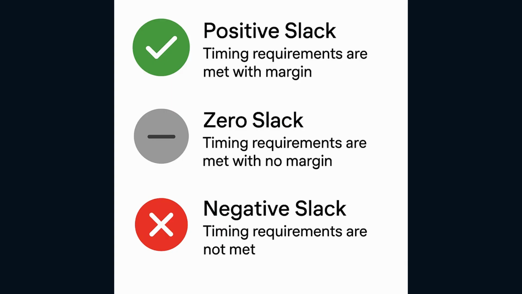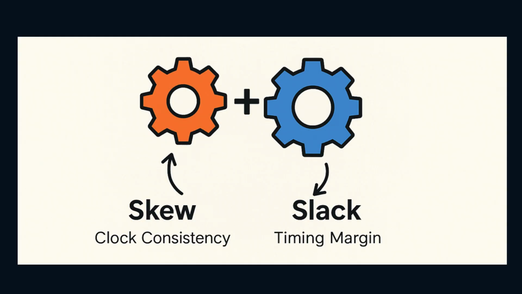Wow, okay. That's a really clear picture of slack. So we've looked at skew, the clock's consistency, and slack, the data's timing margin. How do they really work together? Because it sounds like managing skew must directly impact your slack and vice versa. How does dealing with one affect the other in terms of the chip's overall performance and just working reliably?